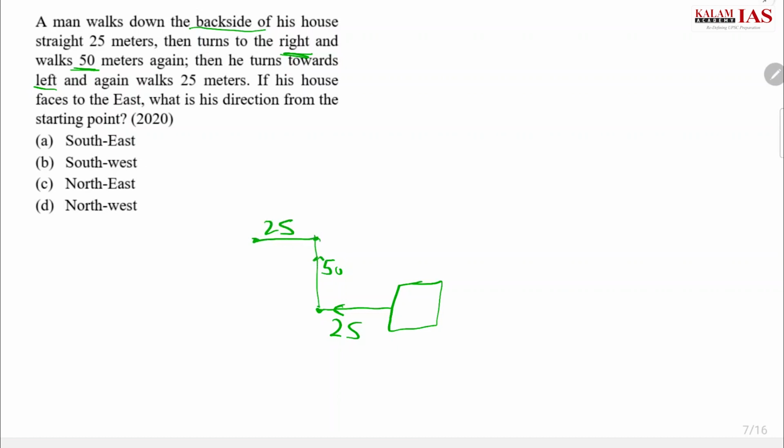If his house faces to the east, what is the direction from the starting point? Now this is the starting point and house is facing towards the east. Now what is the final position here? This is the final position. As we can see, just plotting it on this axis type of graph, this is the starting point and he is somewhere at this position. So you can see this is north, this is west, this is east, and this is south. So this position is northwest. So answer will be option C.